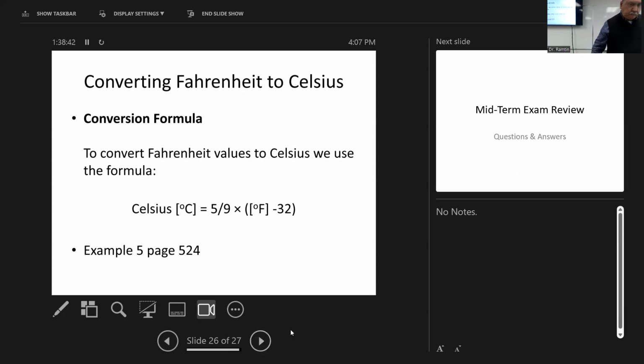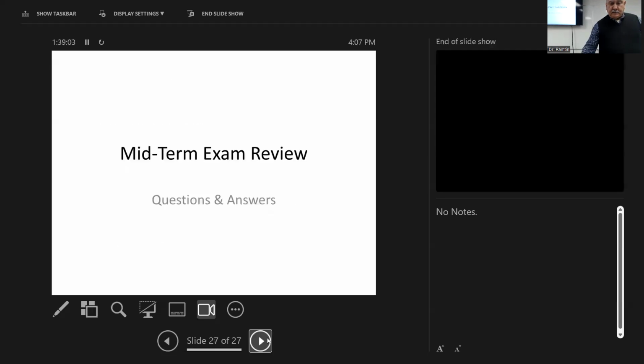Like example 5, page 524. If you have 77 Fahrenheit, we want to find how much Celsius. So you put that in the formula and do the multiplication and addition. All right. Basically that's it, guys.